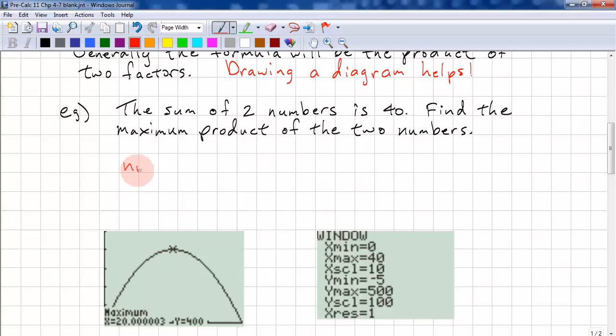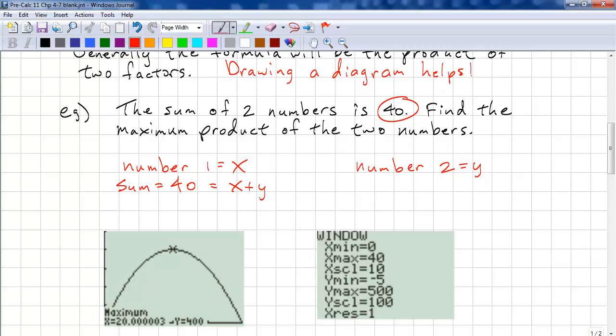So let's say the first number is x. And the second number is y. The sum is equal to 40. But it's also equal to x plus y. We just write down as much information as possible and see which pieces are useful. From here, we can say that y equals 40 minus x. So we bring the x over to the other side and it becomes negative.